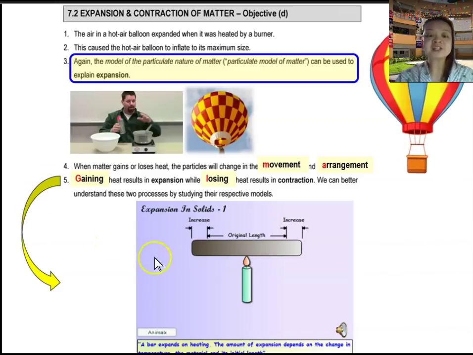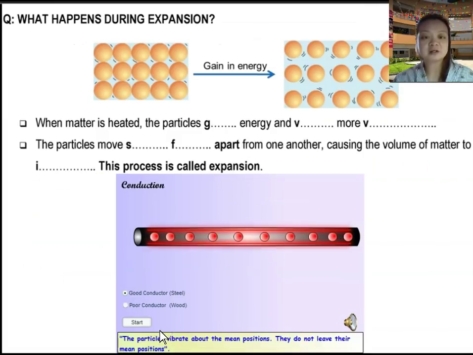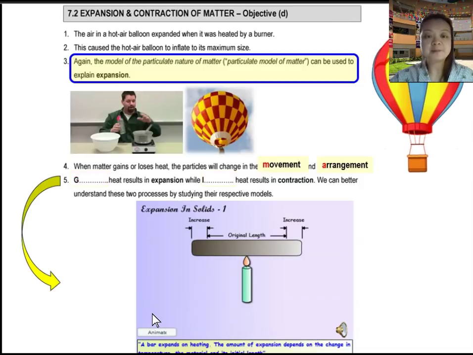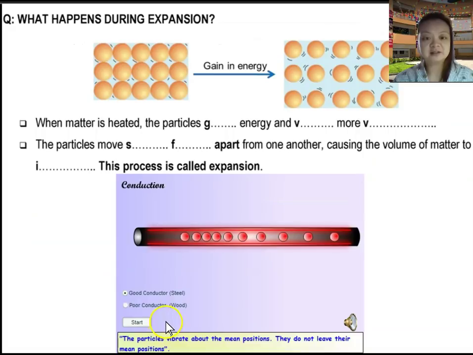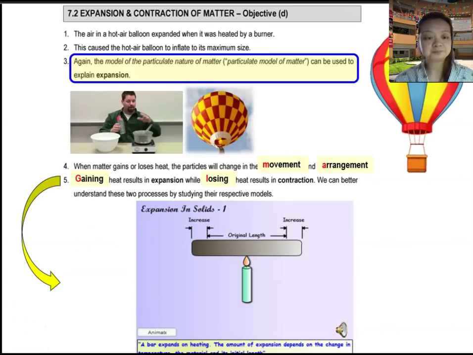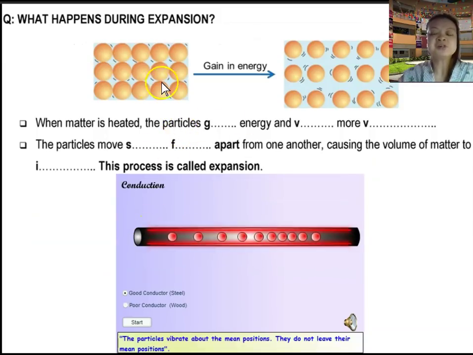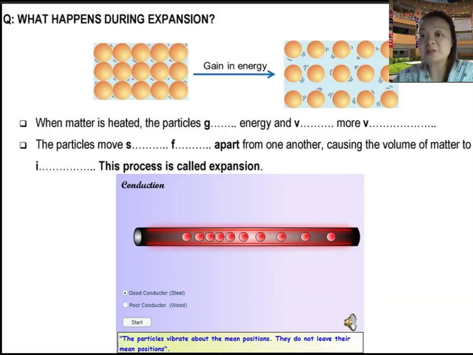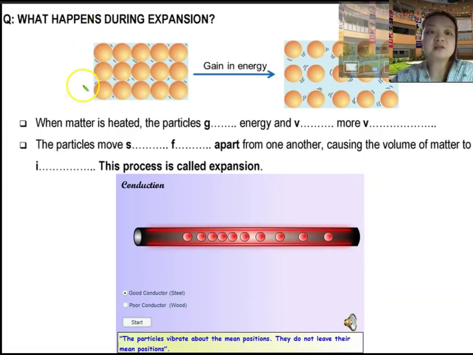All right, so let's have a look at this. What happens when I heat this particular model here? What happens during expansion? If you have a look at this diagram, this model that represents your solid particles, what happens in expansion is that these particles will gain energy. You can see that the particles are moving slightly further away from each other. Look very carefully at the space which the original solid occupies. This is the original space.